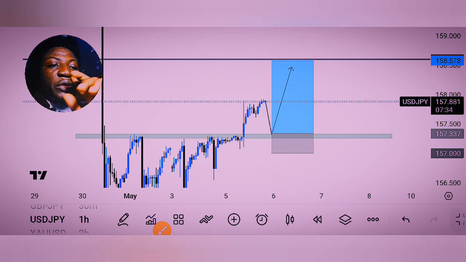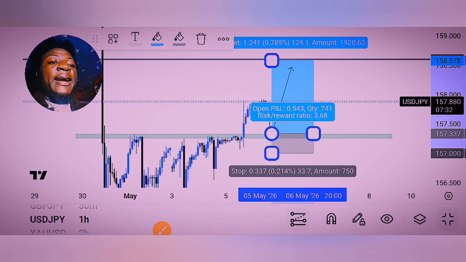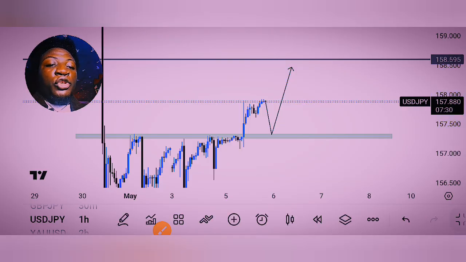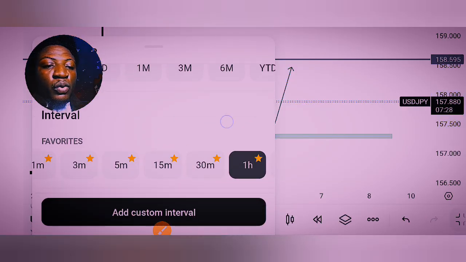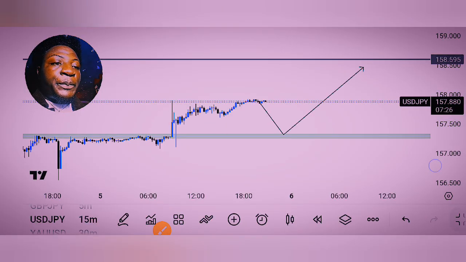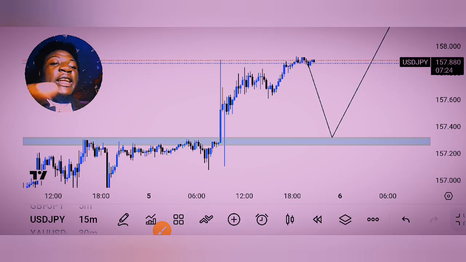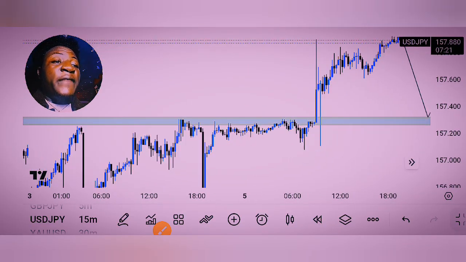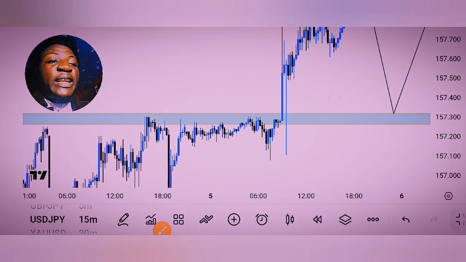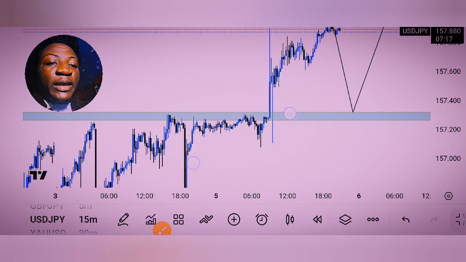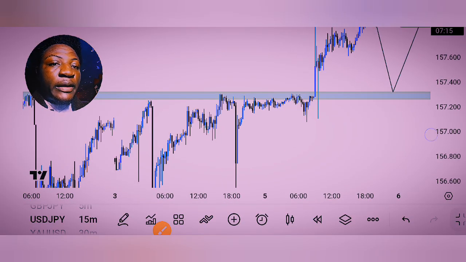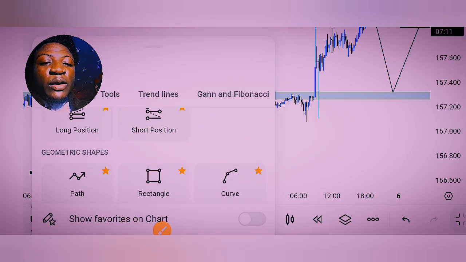Now, let us dive to a lower time frame so I can show you the setup that I was able to spot. We will look at the 15 minutes time frame. Now you can see it very clearly. This was the level where the market broke above. I think you can see it cleanly. Yeah, this is it here. Let us demonstrate. I like the way it's clear.